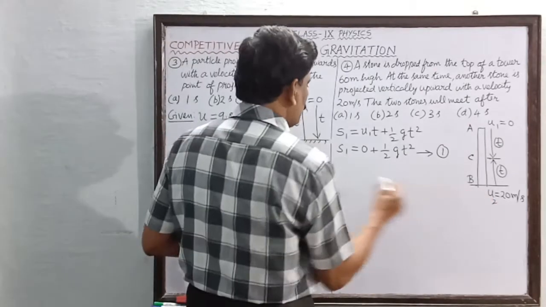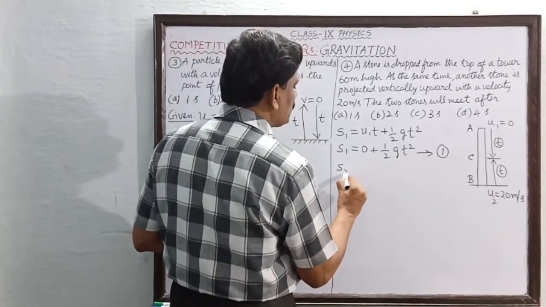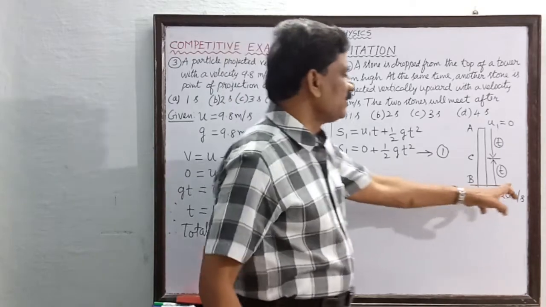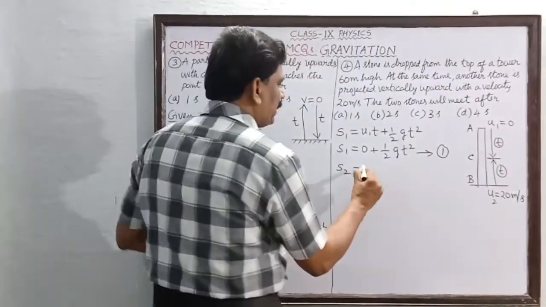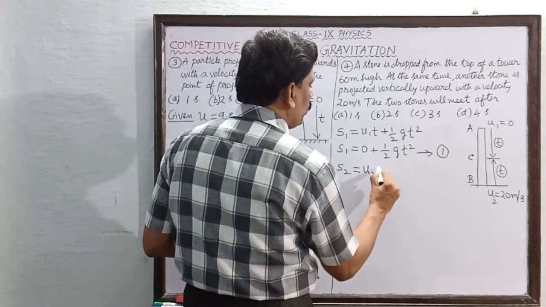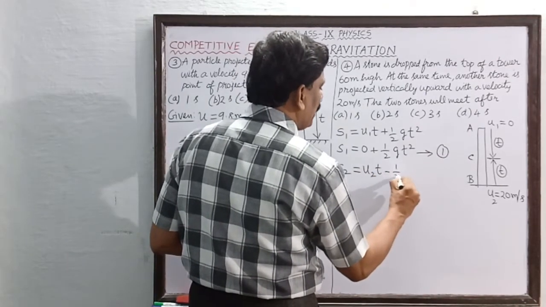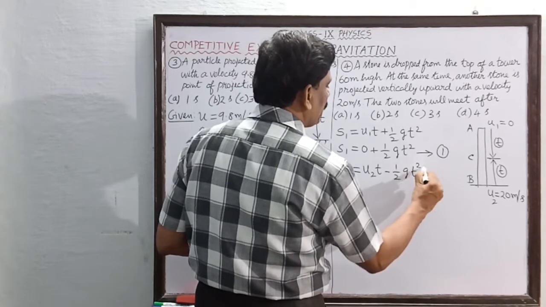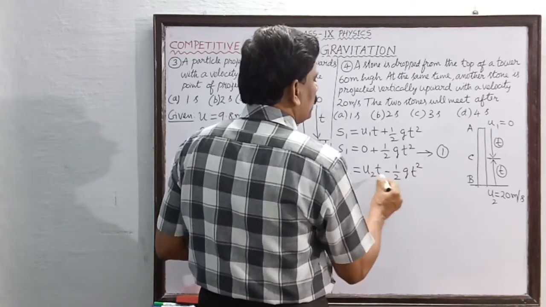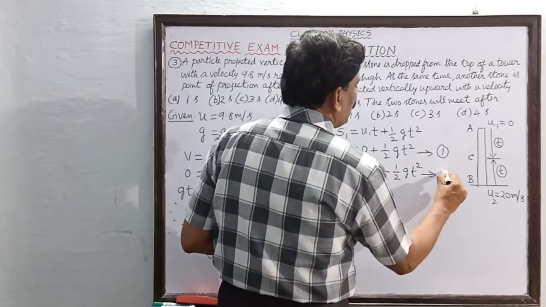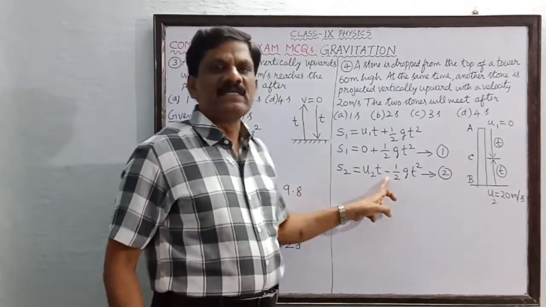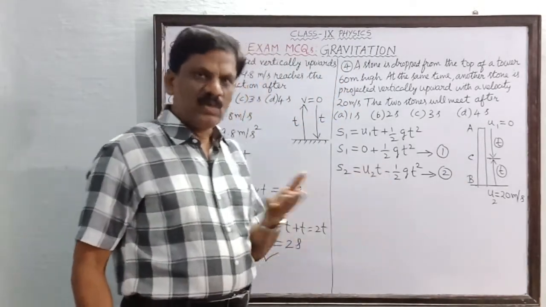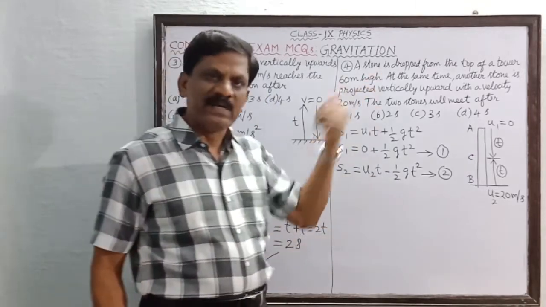Now for the second stone, another equation I am going to write, S2. In which direction is the second stone going? In the upward direction, is it not? So for that the equation is U2 into T minus half into g t square. So this is equation number 2. Why is there a negative sign? Because the second stone is projected in the upward direction.